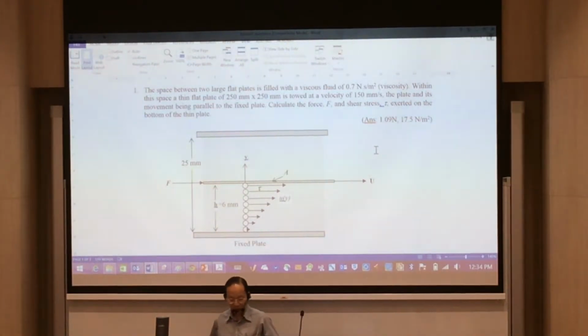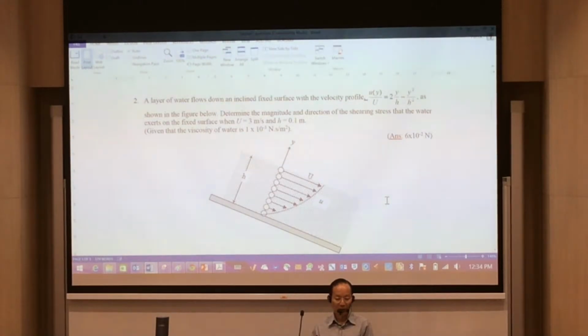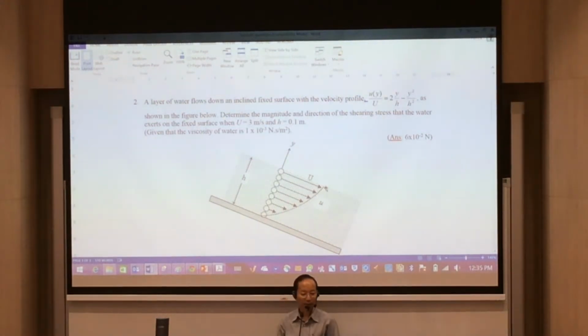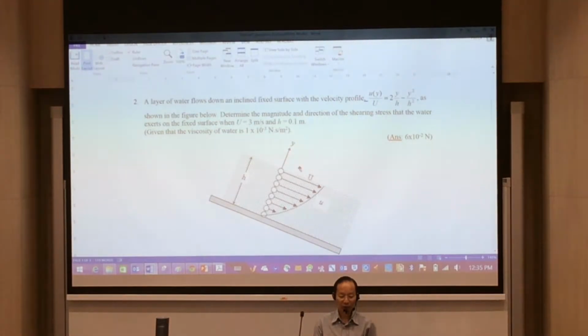The second question is more interesting. You are given this situation here: water flowing downwards on a fixed surface, and that is your velocity profile, given by this expression here. Your velocity going down is given by this expression. In other words, this is the equation of this curve. You're asked to find the magnitude and direction of the shear stress that the water exerts on the fixed surface when the mean stream velocity is 3 meters per second and the height is 0.1, given the viscosity of water.